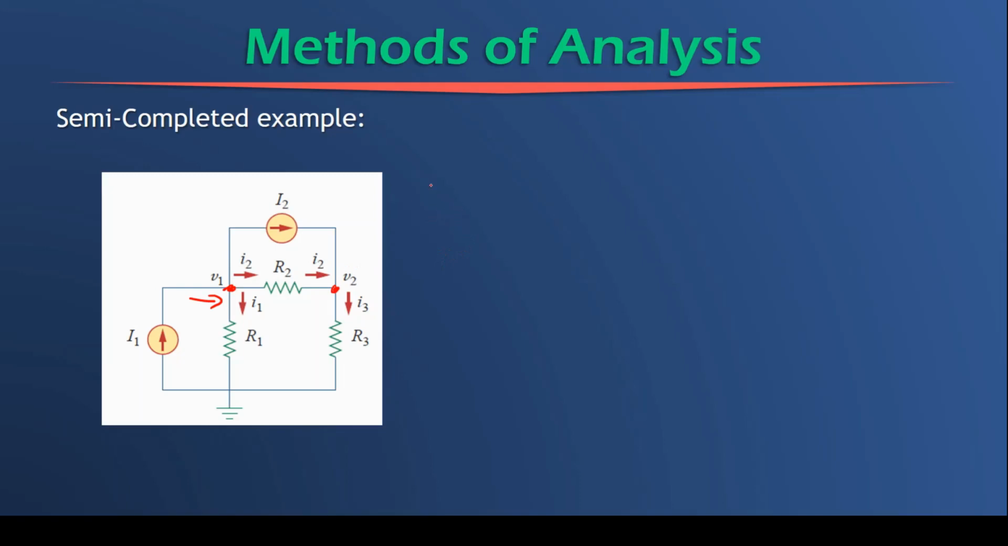Right, so we're going to say KCL in node 1. First the current I1 is going in and I2 goes out plus small i2 plus small i1. And what will small i2 and small i1 be? Small i2 is going to be V1 minus V2 over R2, and small i1 is going to be V1 minus 0 over R1.